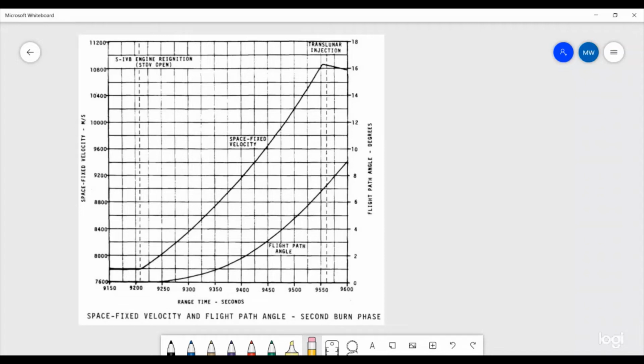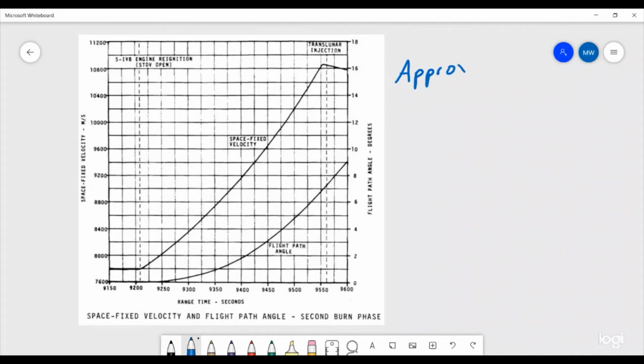Here we go. So this is an image taken from the Apollo 11 report, where they were keeping track of the velocity of the rocket at different instances. So this is going to be in the second burn phase. So this is when they were in space and then were trying to get into an orbit that would take them to the moon. So we are going to try and do the following.